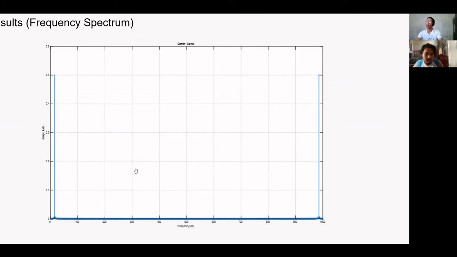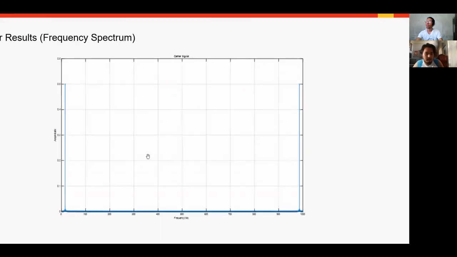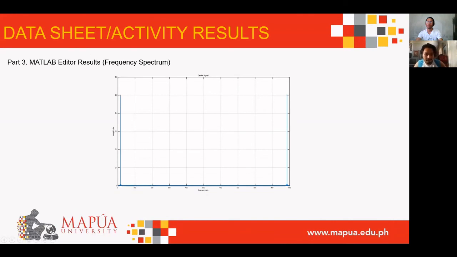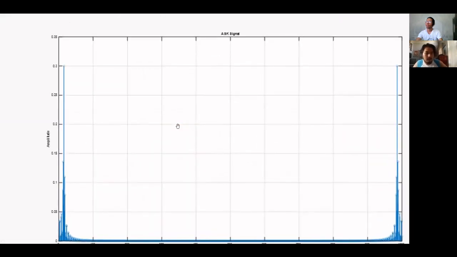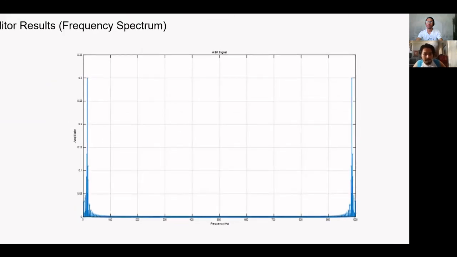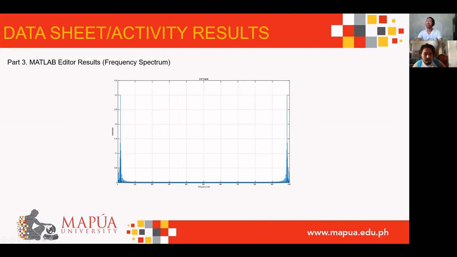This is expected since the carrier signal was set to operate at 15 Hz based on parts 1 and 2. Next is for the modulating signal. The highest amplitude is at the 0 Hz frequency, and since it is a square wave, the frequency components can be seen at every 2.5 Hz, since it is the operating frequency set in the generator.